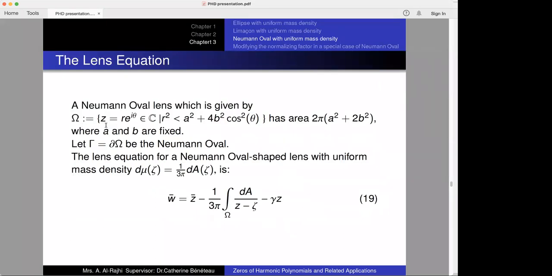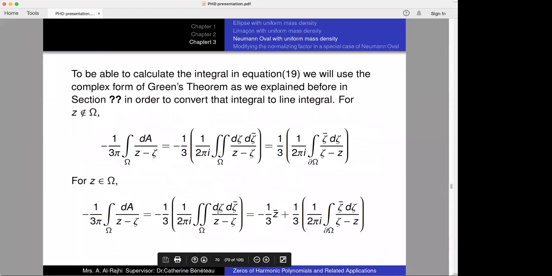Gamma for the Neumann oval is described as follows, and it has area 2π(a² + 2b²). Gamma is the boundary of the Neumann oval, and the lens equation can also be written in this formula with a 1/(3π) normalizing factor.